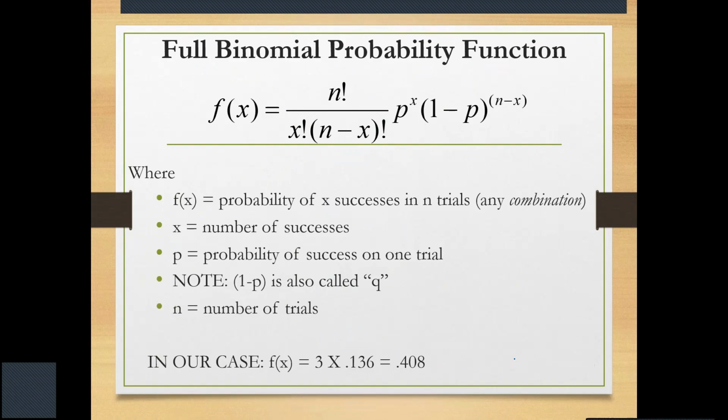So the full function puts both of these pieces together. So we have the number of successes, the probability of successes, the number of ways we can have the X number of successes, and the probability of that particular type of combination. So in our case, we had 3 ways that we could have 2 successes, and the probability for any of those was 0.136. So 3 times 0.136 is 0.408.